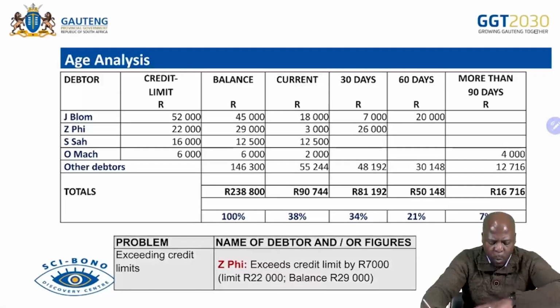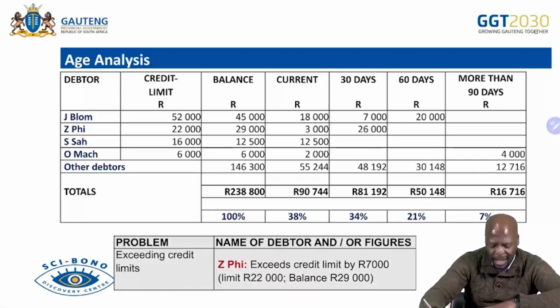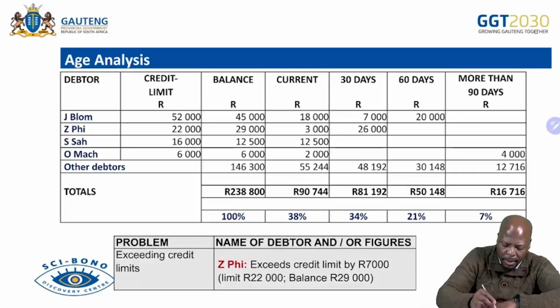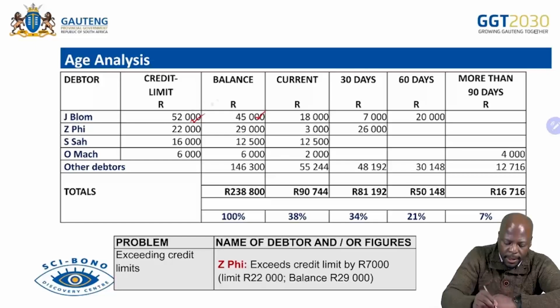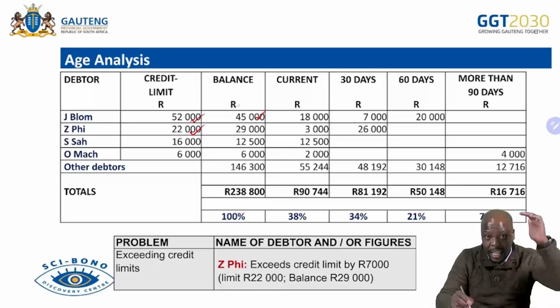The other one is we have debtors who are exceeding credit limits. Okay, credit limit. Let's look first. Let's research. Is J. Blom exceeding? No. His credit limit is 52. That means we can allow him to buy for 52. So far, he's bought for 45. Mr. ZP, we allow him to buy for 22. That is his ceiling, his maximum.